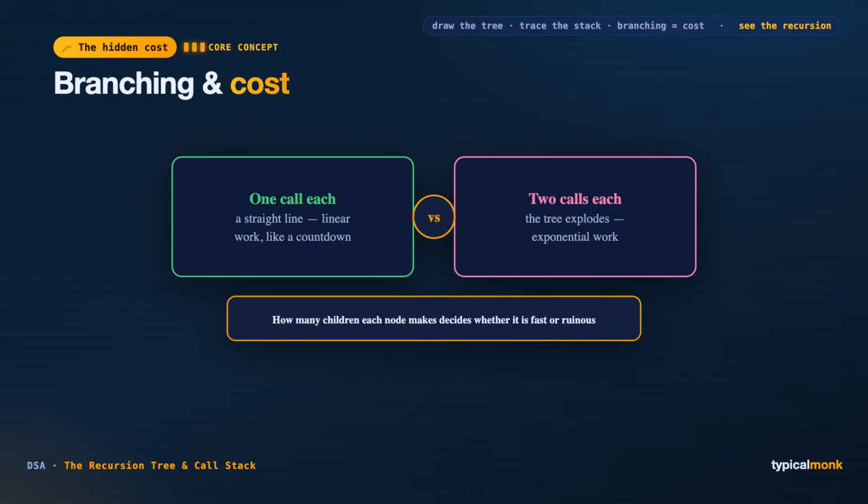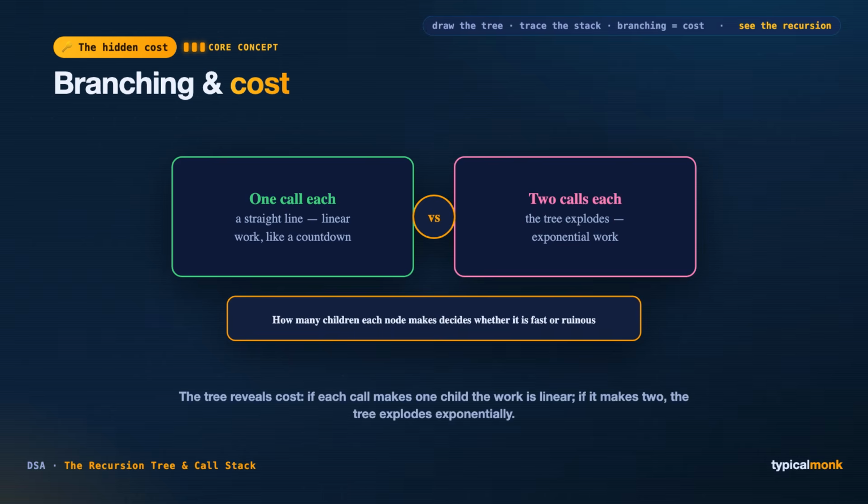You cannot see this from the code alone, and two innocent-looking recursive calls hide an exponential explosion, but the tree shows it instantly. So the takeaway: the branching factor drives the cost. If each call makes one child, the work is linear. But if it makes two, the tree doubles at every level, and the work is exponential, and the recursion tree makes that difference impossible to miss.